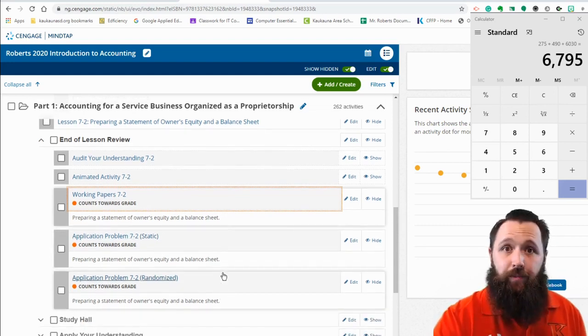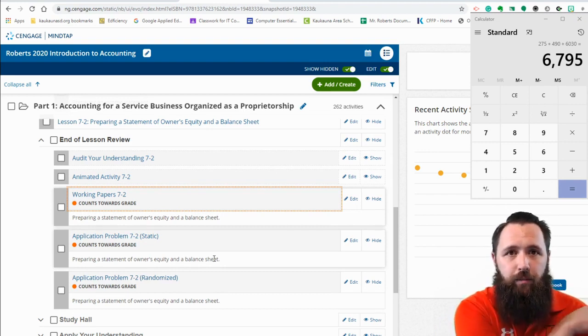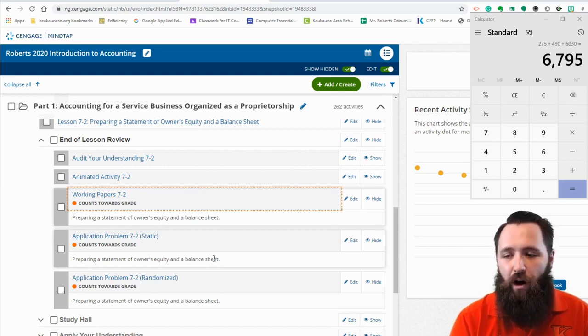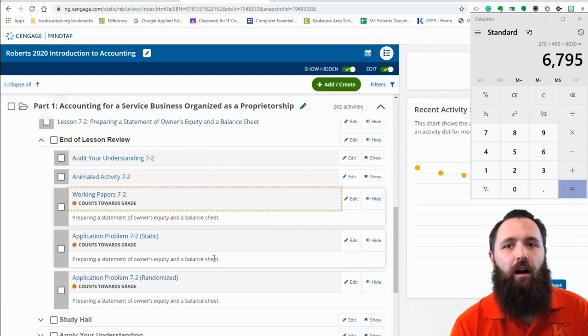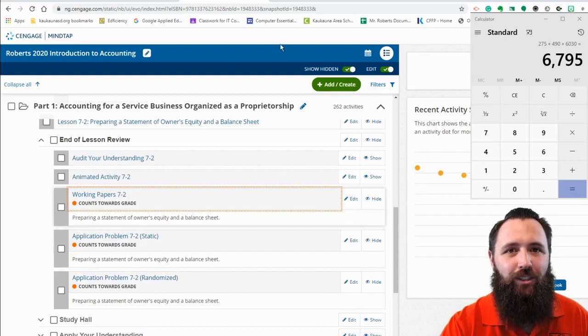Now, that's it. That's 7-1 and 7-2. So if you can understand these concepts, understand the financial statements, what they're used for, and how to actually put them together, you will be in good shape for our second to last test that we have in this class. If you have any questions, please let me know.